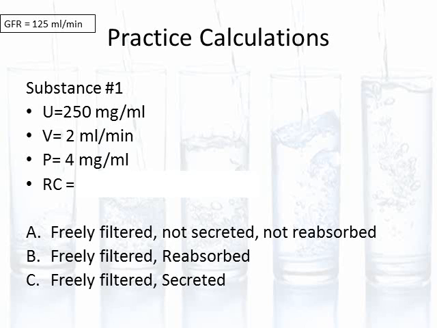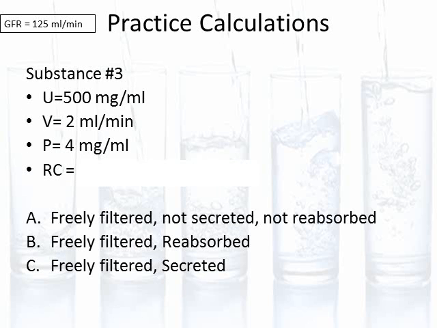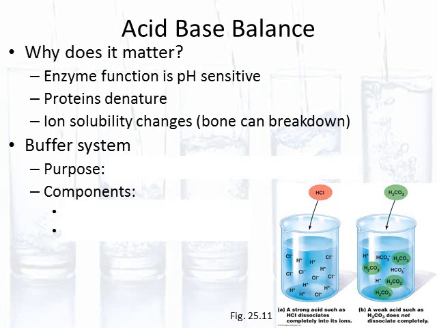You need to use the equation. I give you the three variables that you need. Calculate renal clearance, compare it to GFR right here, and then figure out which one of these is the case. And then it would be a good idea to know the examples of substances in each of those three categories from the previous slide.